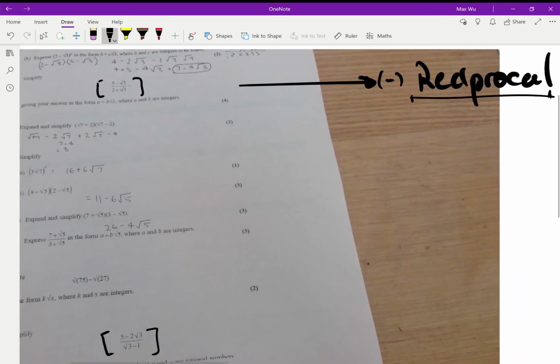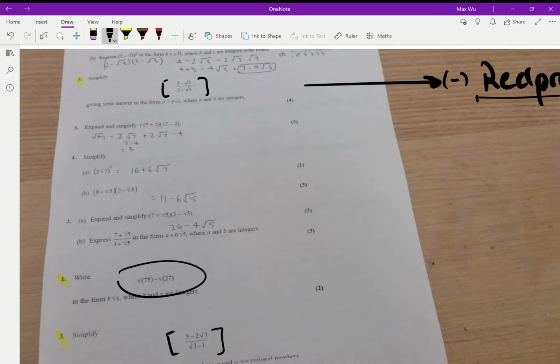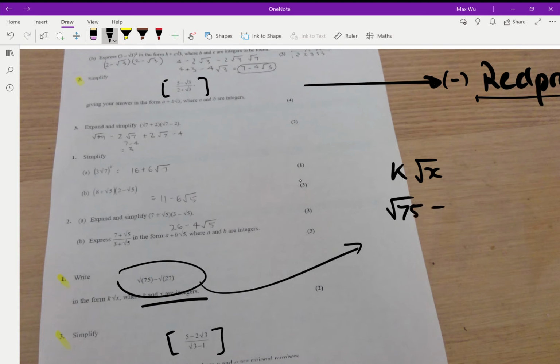Firstly, we'll do the other one, this one. So the yellow ones were hard. Okay, and it wants us to write it in the form of k square root x where both are integers. Integers is just a number that doesn't have decimal points. So we have the question square root 75 minus square root 27, and this kind of question is basically saying you want it as k square root x, and the square root x has to be the same, right? And you'll see why. So let's break this up really quickly.